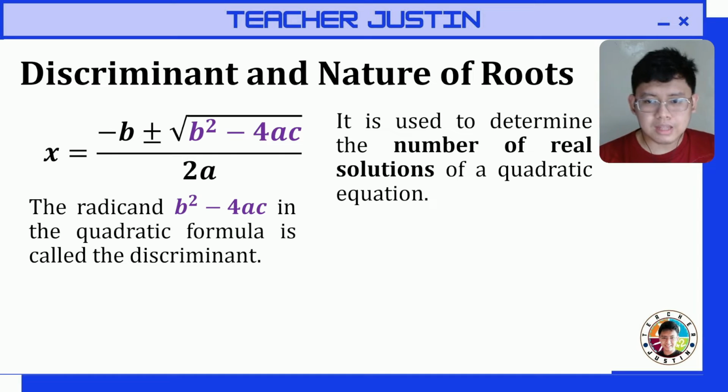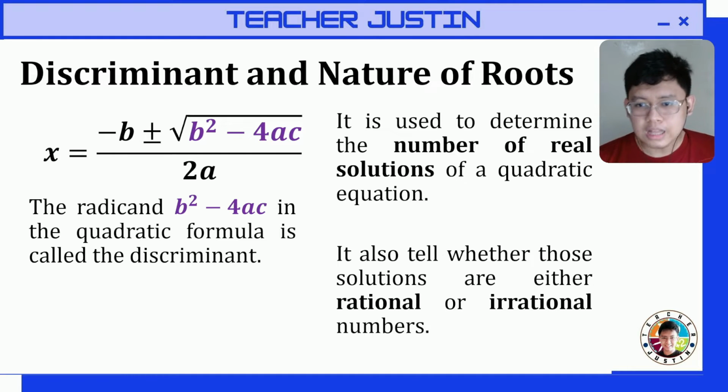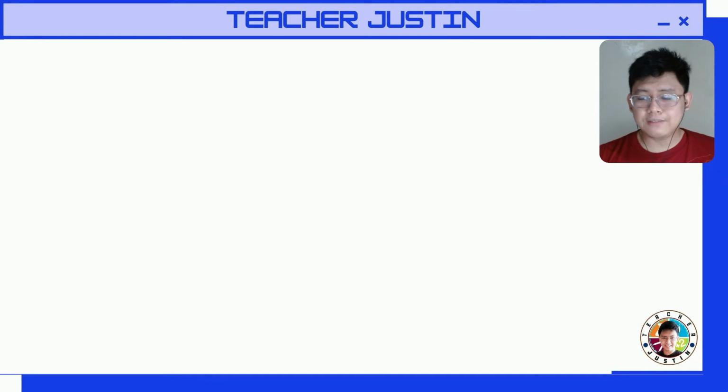So, ang discriminant will determine the number of real solutions of our quadratic equations. It will tell us kung real number ba yung makukuha natin or imaginary. It will also tell us kung yung real number na makukuha natin, is it rational or irrational numbers. So, let's identify the nature of roots using the discriminant.